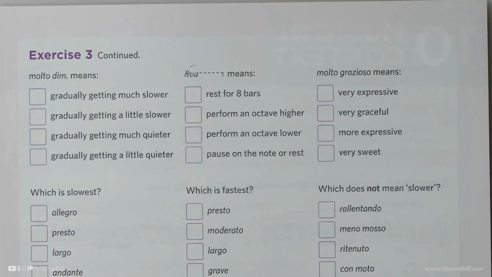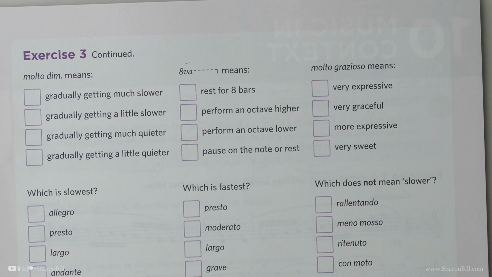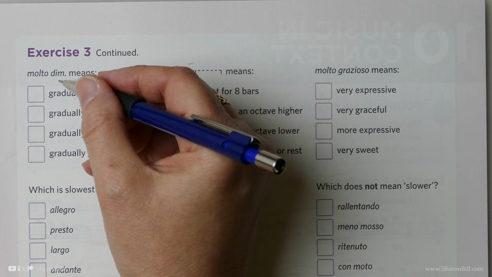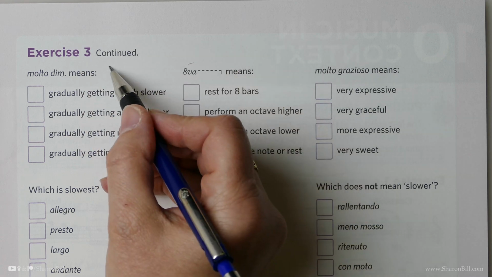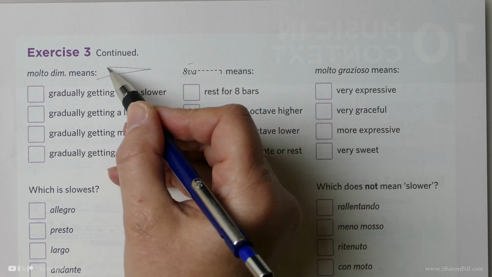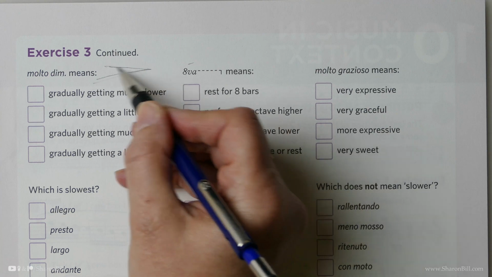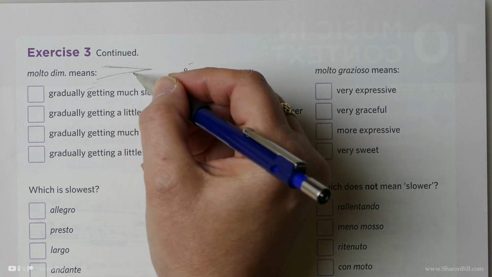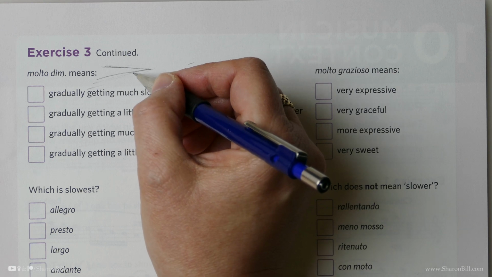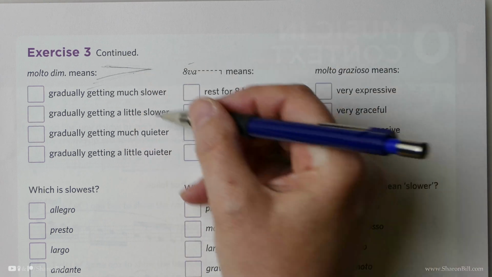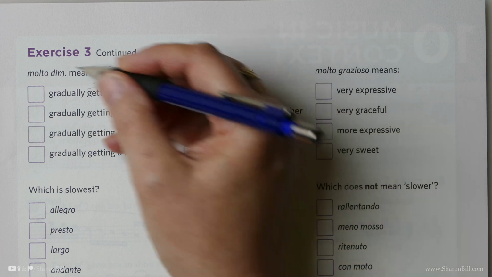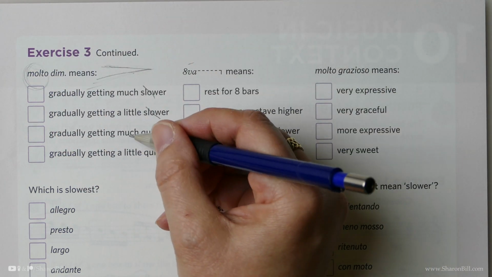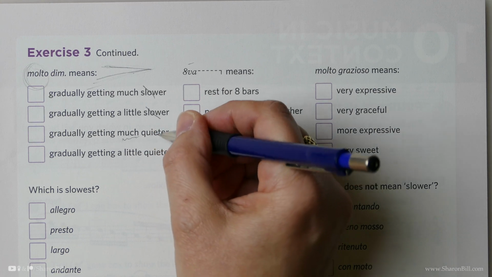So moving on to page 43, we've got some more. So diminuendo, it's diminishing. It's this sign here where we can see the volume. It's to do with volume, not tempo. It's closing off the volume, getting quieter. So it's nothing to do with slow. And then the molto means much. So it's gradually getting much quieter.